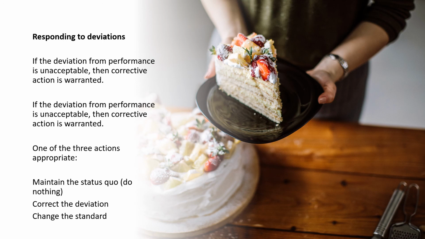Maybe sometimes, when you see that none of the bakers are able to produce the cake exactly like the standard, maybe there's something wrong with the standard. Maybe the standard is too high, that it is unachievable, so you have to correct the standard instead of the product that they actually make.